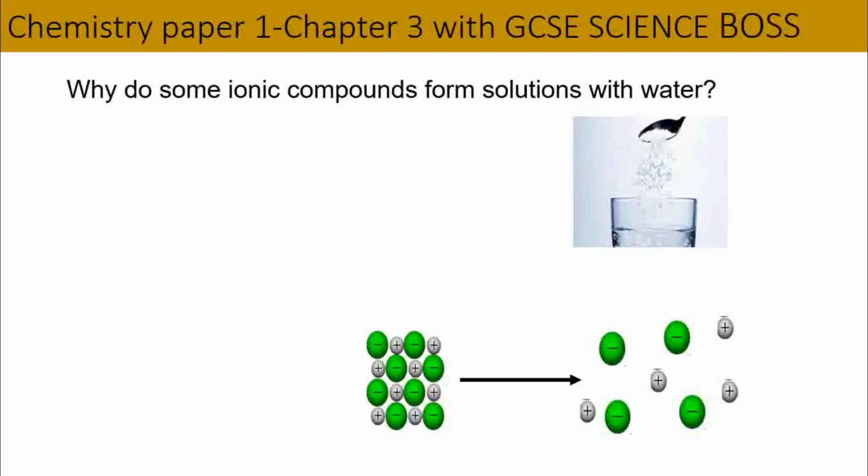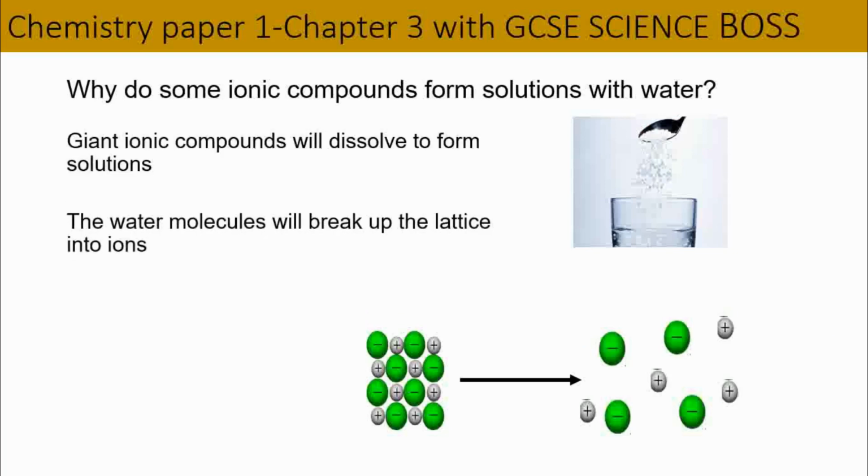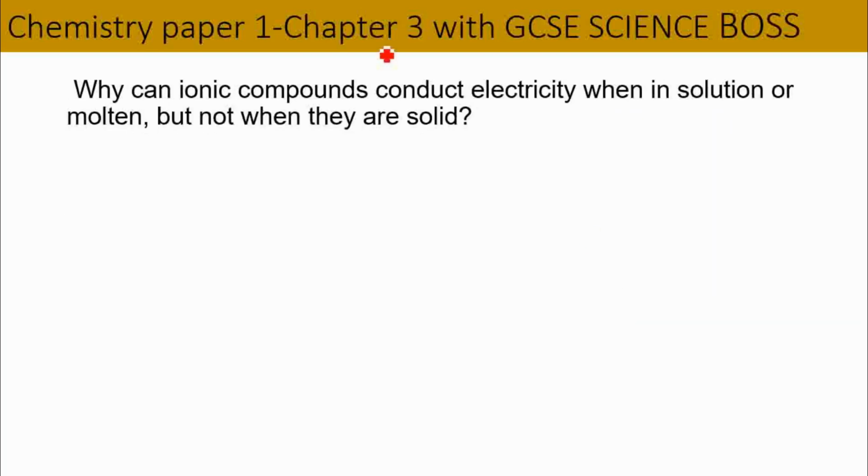Next up, ionic compounds are also well known for dissolving in water. And the reason that they're well known for dissolving in water is because water will break up their lattices into ions, okay? So you can see the lattice here, and when it dissolves in water, it breaks up into its cations and anions, okay? Good. So ionic compounds only conduct electricity when molten or when dissolved in water, but never ever when they're solid, okay? Why is that so?